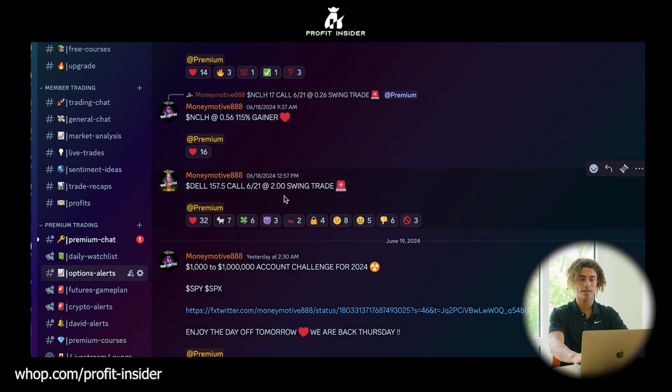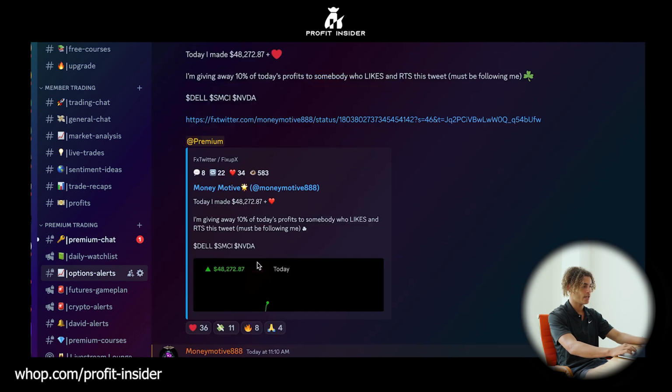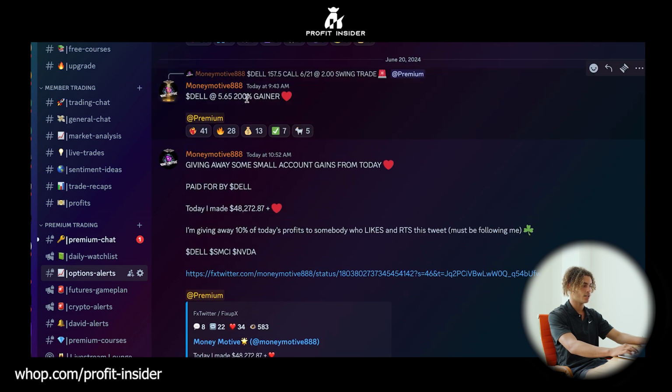So we'll actually go through and look at that. So this was when the DELL trade was sent out. You can see it's sent out on the 18th, and then today is the 20th. And if you look right here, DELL is up 200%. So both of these alerts were sent to all of our premium members, so they were able to get in and capitalize on those trades.